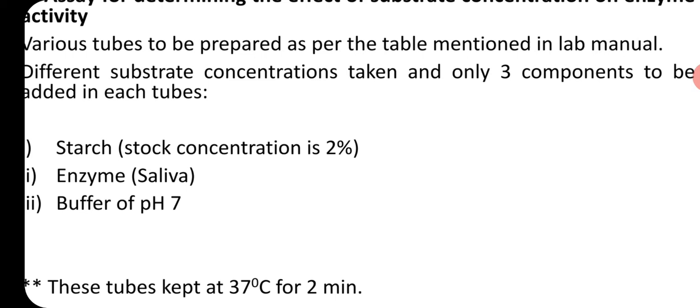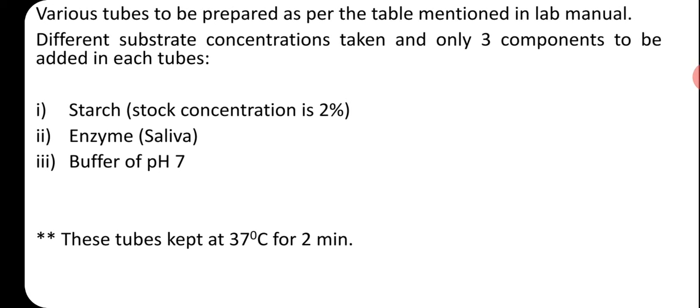Students, please check it carefully. The concentrated starch, the stock solution of starch that you are using over here is 2%. It means 2 gram per 100 ml. Now, calculate it accordingly. It is given in your manual. There is a small mistake there. If you find it out, let me know. Okay. So, this is the preparation of tube.